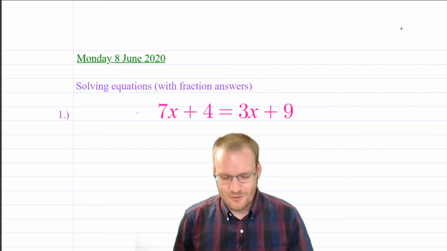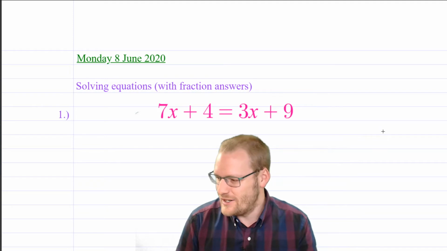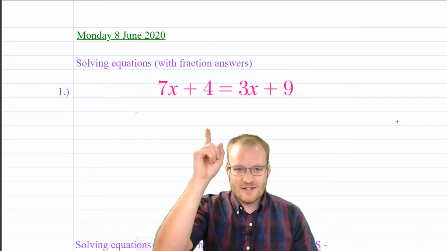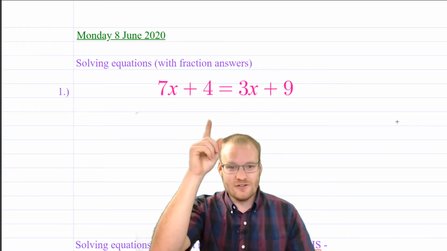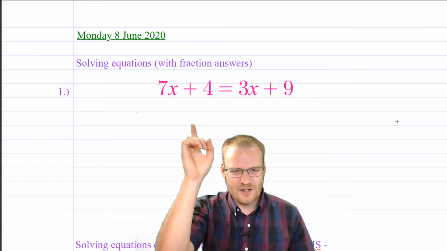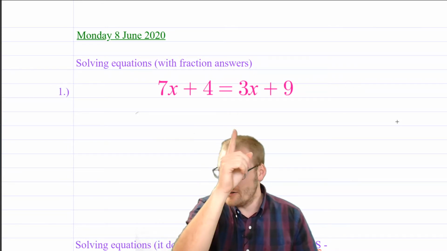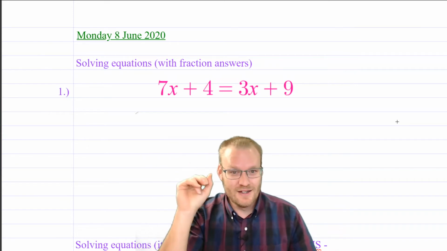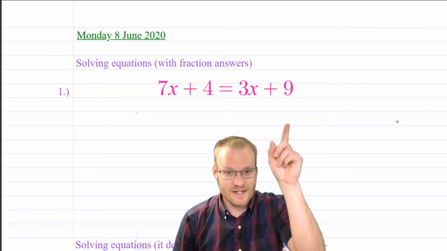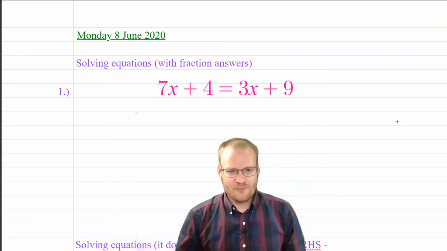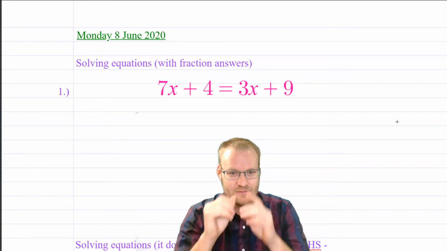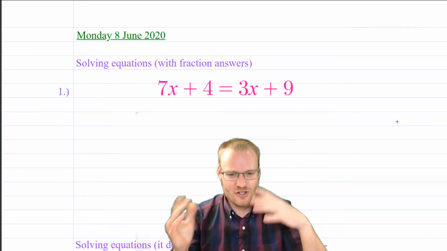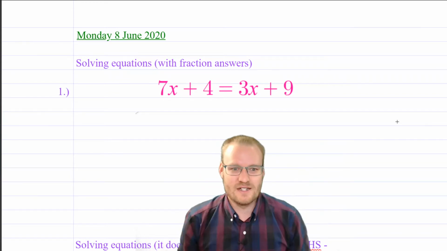Okay. So we've got our equation given to us here. We've got 7x plus 4 over here, and we're going to call that the left-hand side because it's the left-hand side of the equal sign. So we've got the left-hand side equal to 3x plus 9, and that's our right-hand side. So left-hand side equals right-hand side, just so that we can always talk about left-hand side, right-hand side.